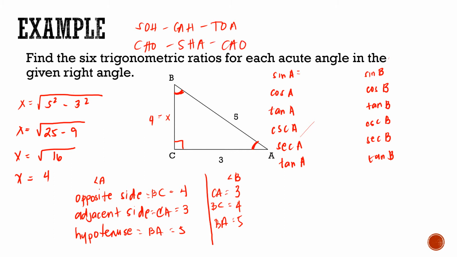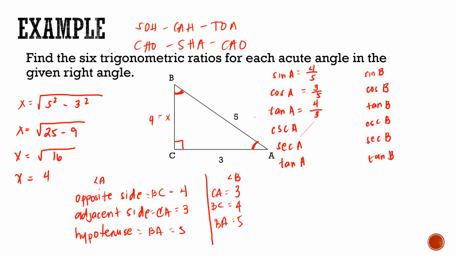So sine is SOH, that is opposite over hypotenuse. So the opposite side will be 4, and the hypotenuse will be 5. So sine A is 4 over 5. CAH is cosine, that is adjacent over hypotenuse. So if angle A is my reference angle, the adjacent will be 3 and the hypotenuse is 5. Tan is TOA, that is opposite over adjacent. So the opposite is 4 over the adjacent, which is 3.